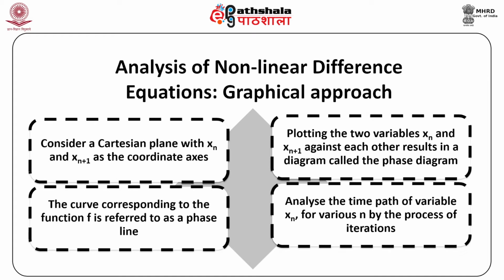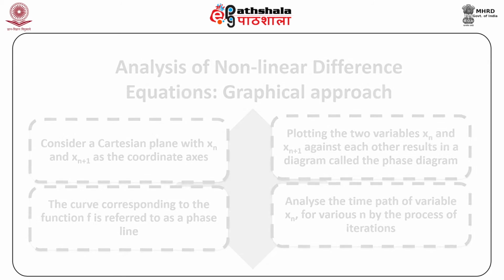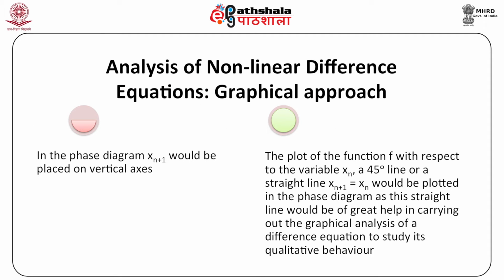We now analyze the time path of variable x_n for various n by the process of iteration. In the phase diagram, x_{n+1} would be placed on the vertical axis along with the plot of the function f with respect to the variable x_n. A 45 degree line, or a straight line x_{n+1} equal to x_n, would be plotted in the phase diagram, as this straight line would be of great help in carrying out the graphical analysis of a difference equation to study its qualitative behavior.